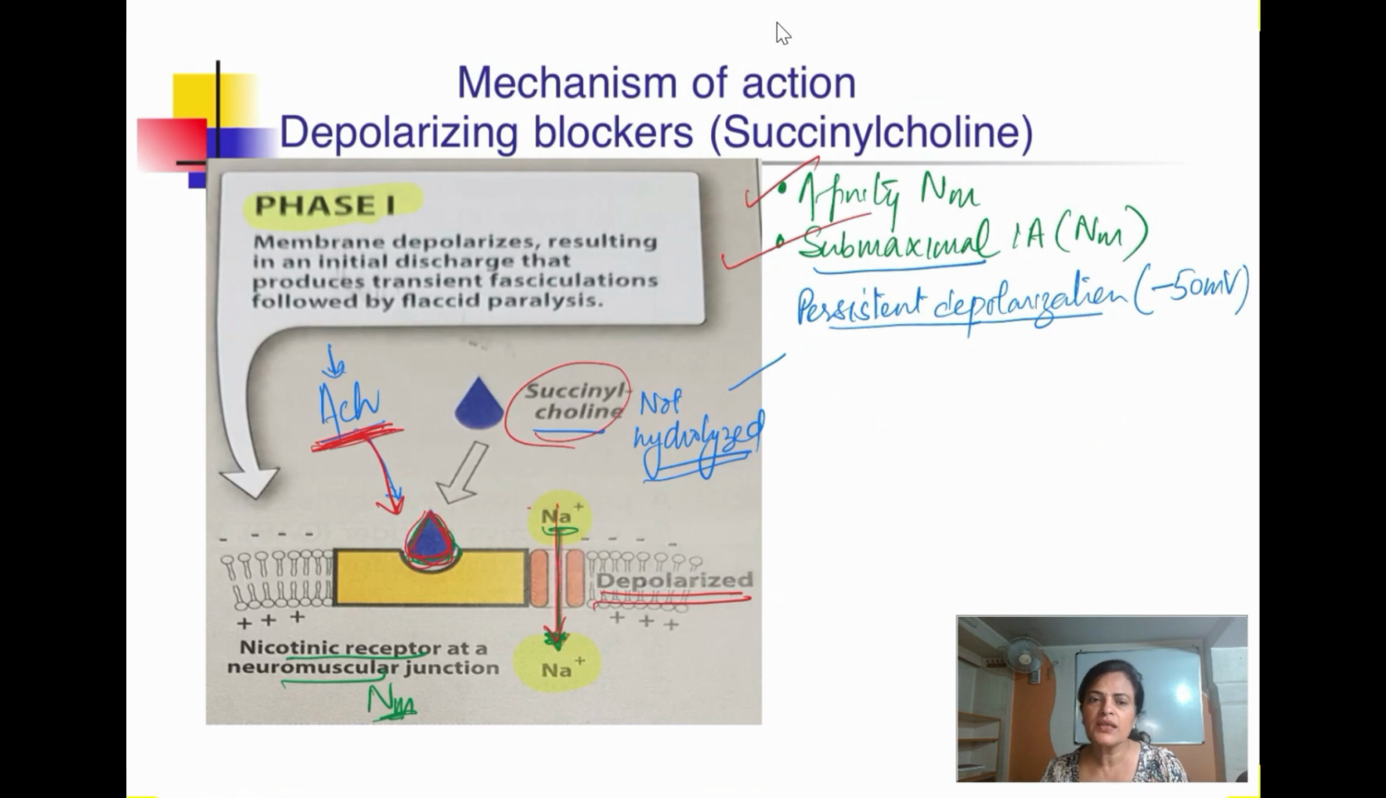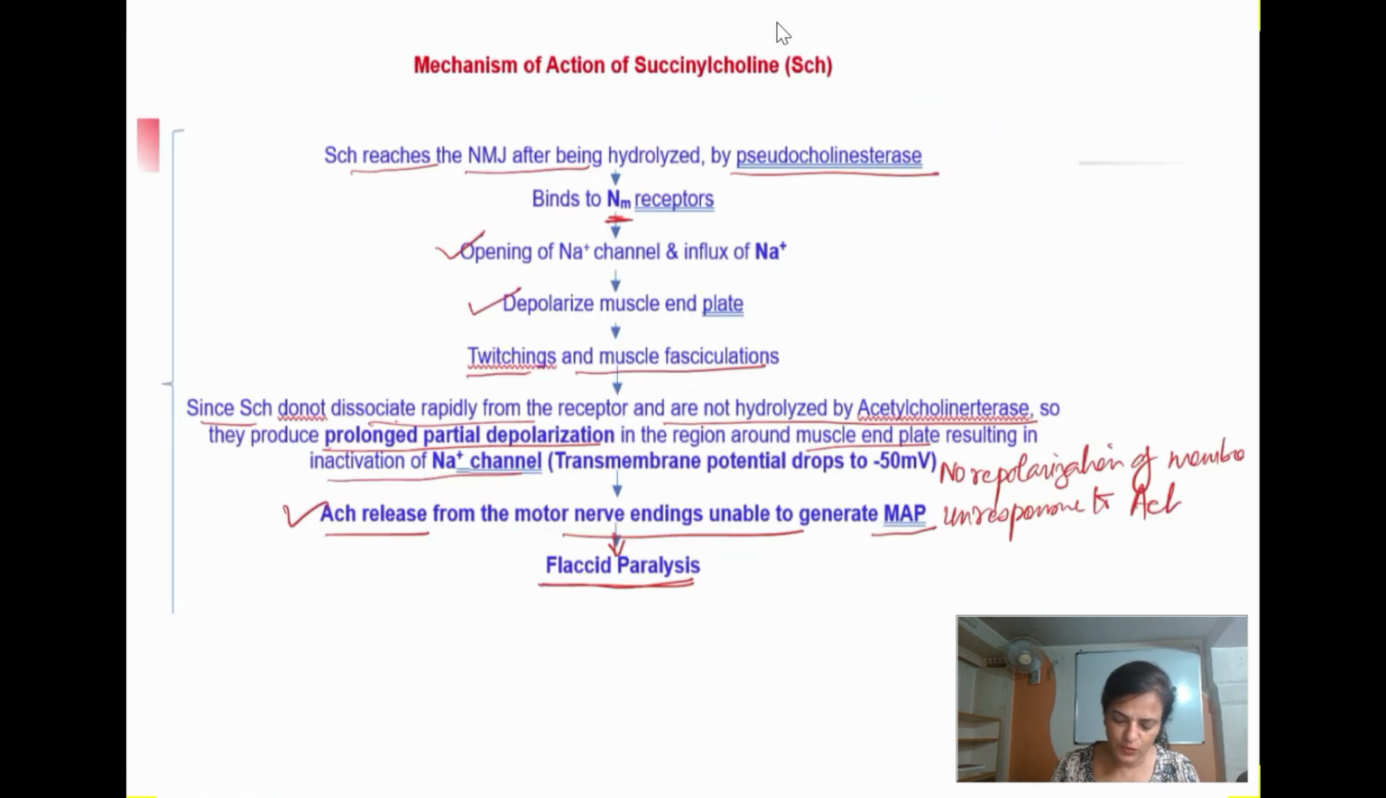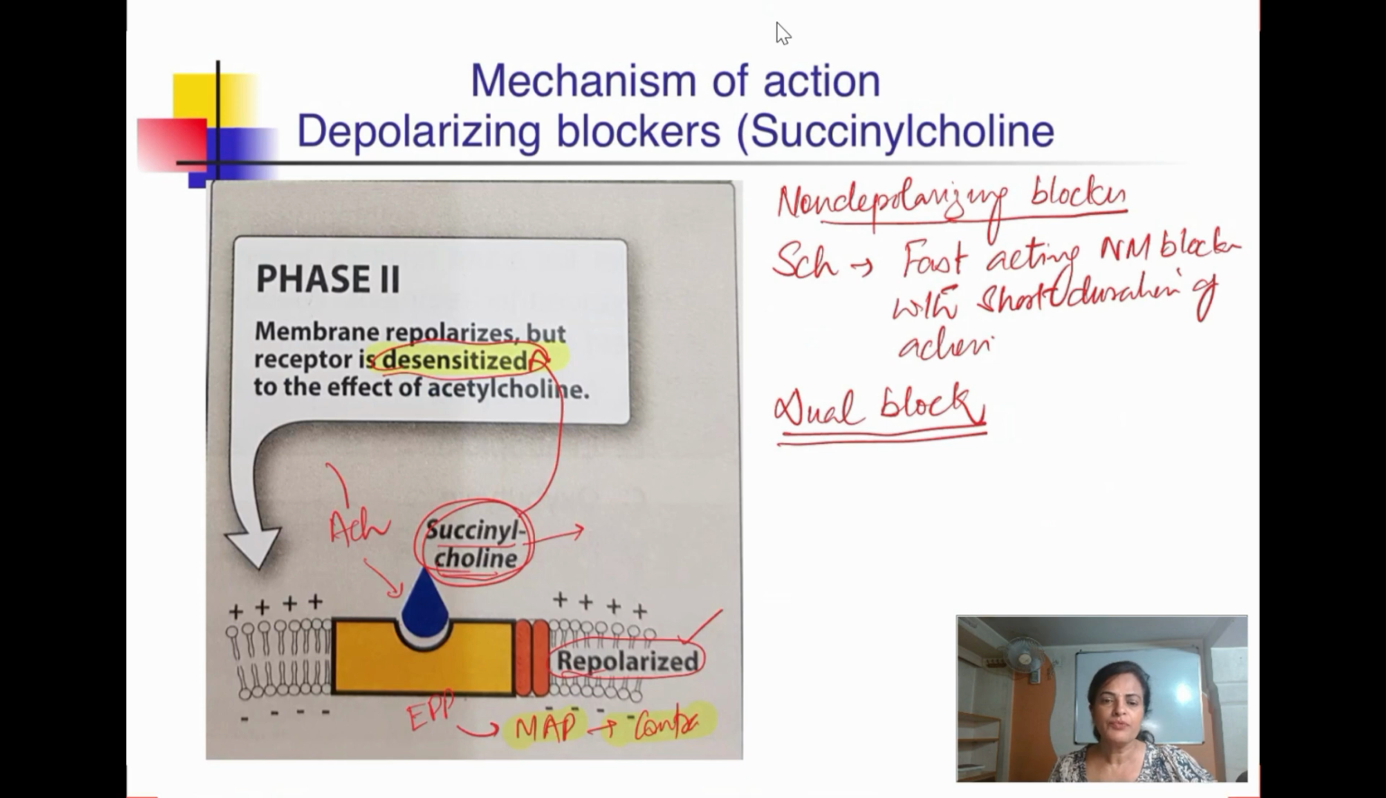So phase 1 is followed by phase 2. Now what happens in phase 2? Though the membrane is repolarized, with the continuous exposure to succinylcholine the receptor gets desensitized. Desensitization of the receptor happens. Again acetylcholine won't be able to bind. That leads to flaccid paralysis. So this is about the dual block. Hope you understand. That's all about today's video.